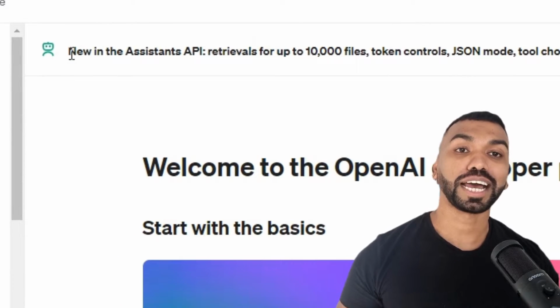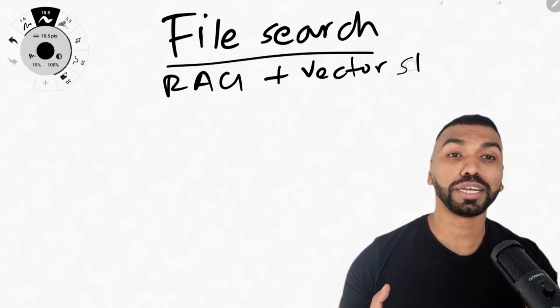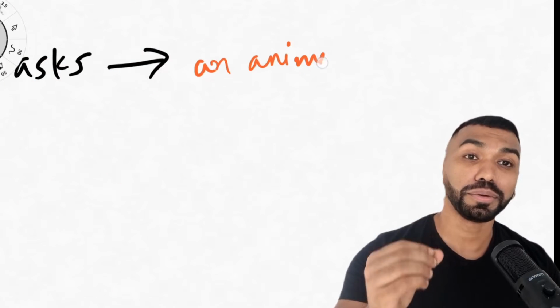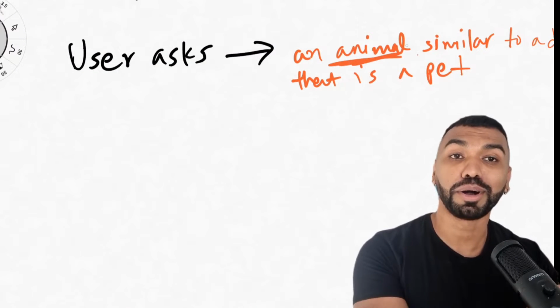OpenAI just secretly rolled out the file search tool, which is a game changer because the file search tool implements all the best search practices in one tool out of the box, so that your assistant can retrieve the right data from your files as well as augment the model's responses.